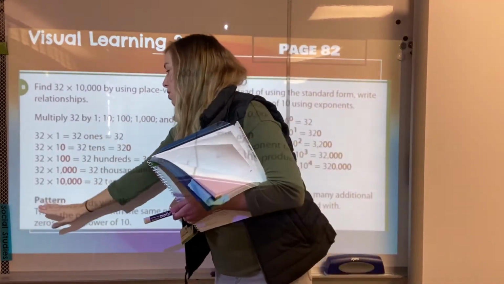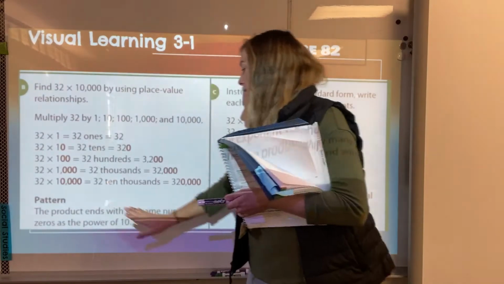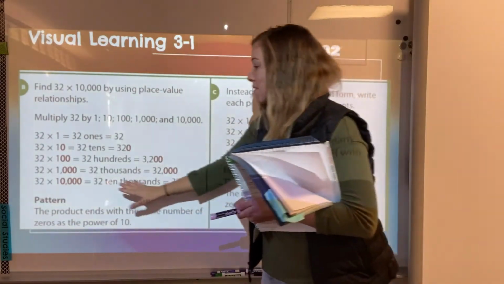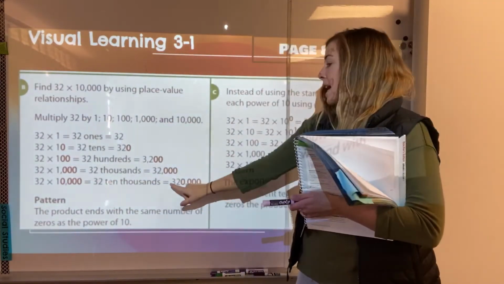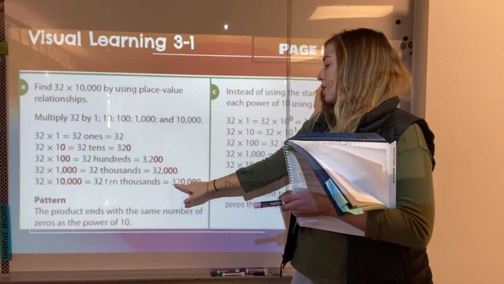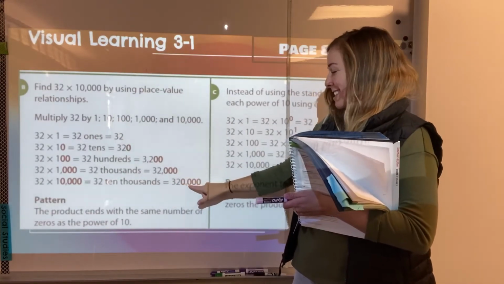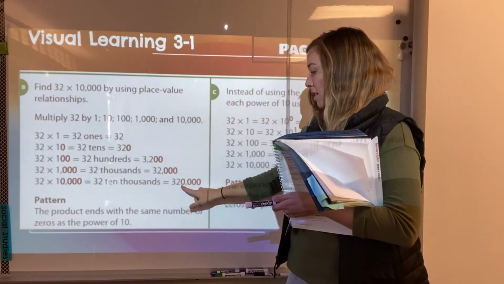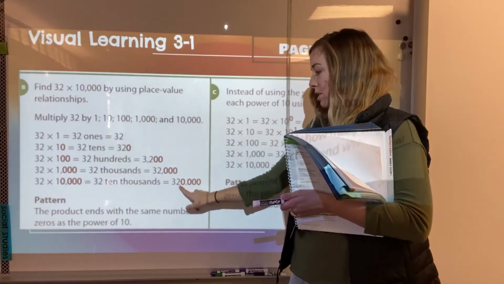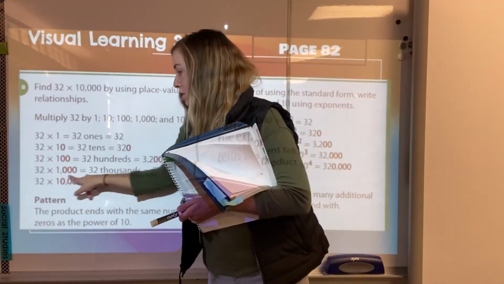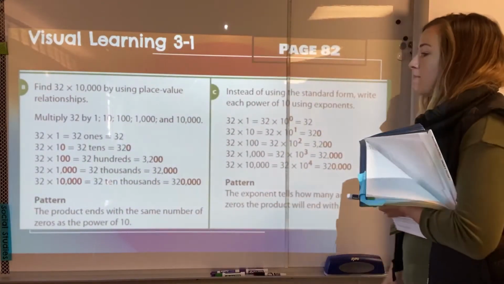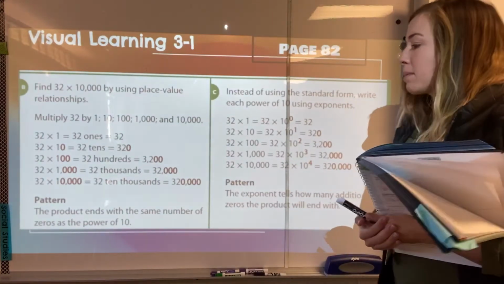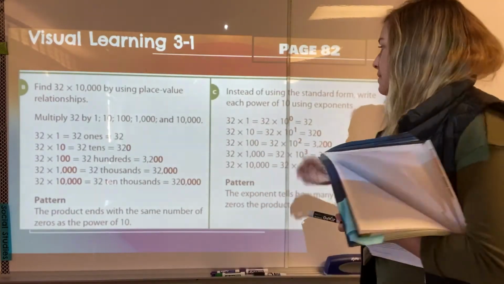And then we have 32 times 10,000. Well, I have 4 red zeros, so I need 4 red zeros at my end. So we have 32 10,000s, and so we have 320,000 right there. And so it's our 32, 0, 0, 0, 0. You got to make sure you have those 4 red zeros that match the 4 in our 10,000. So the product ends with the same number of zeros as the power of 10.